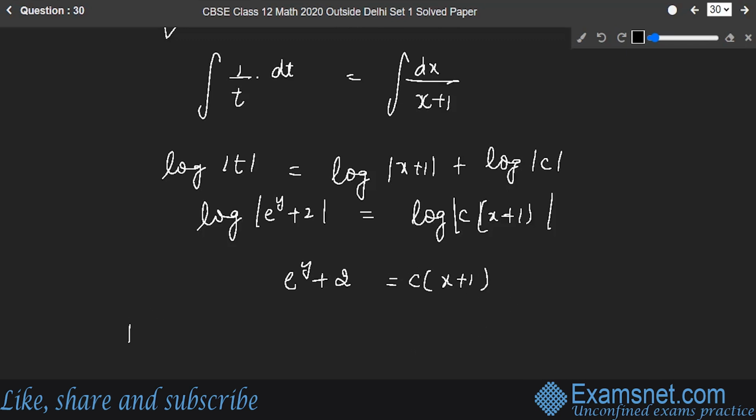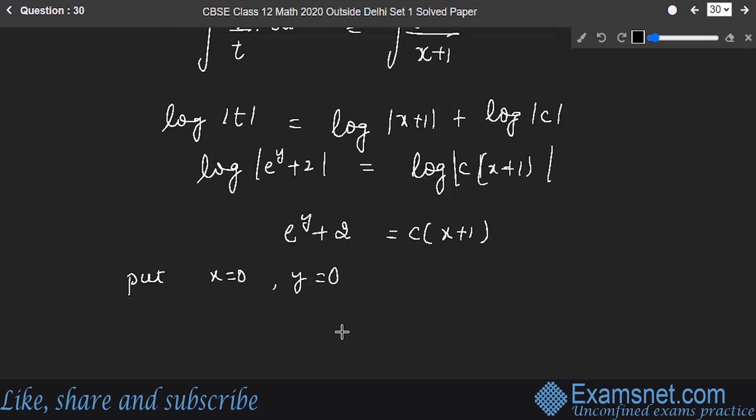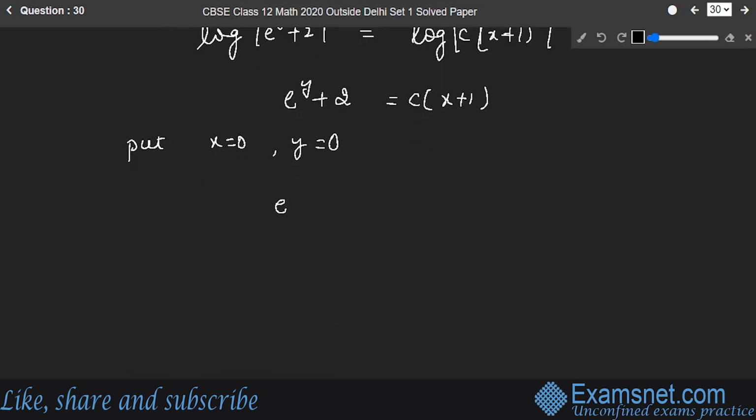So that means e raised to power y plus 2 is equal to c into x plus 1. Now let's put x is equal to 0 and y is equal to 0, you will have e raised to power 0 plus 2 is equal to c into 0 plus 1, or 3, because e raised to power 0 is equal to 1, 1 plus 2 is equal to 3, that's equal to c. We got the value of c as 3.